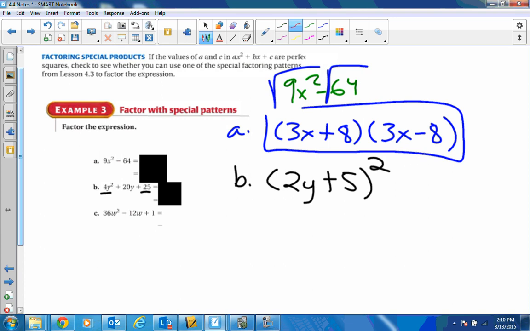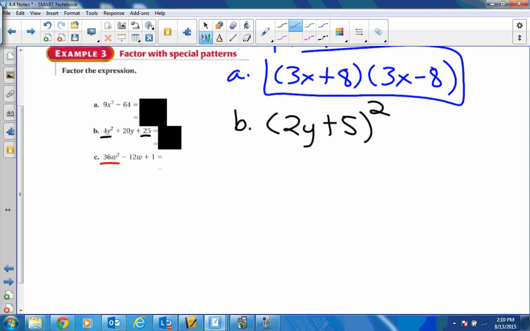On C, again, 36 is a perfect square. 1 is a perfect square, so we can do this. The square root of 36w squared is 6w. The square root of 1 is 1. But since there's a minus in the middle, notice that minus sign right there, you have to do 6w minus 1 squared, and that would be your answer.